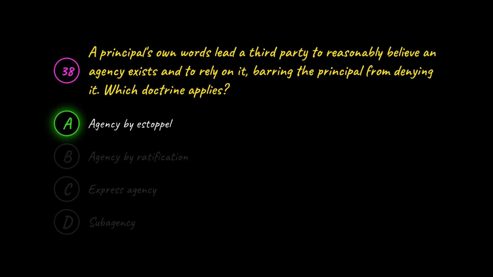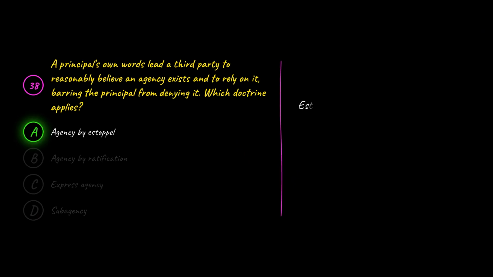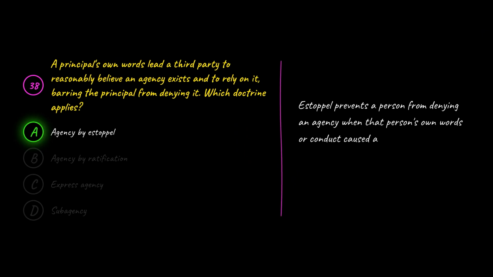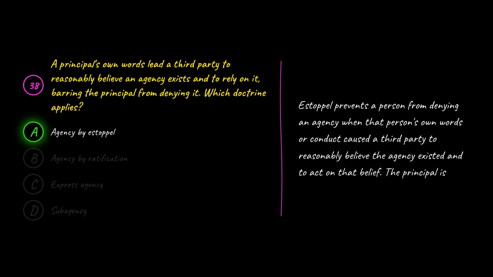The correct answer is A. Agency, B. Estoppel. A is correct because estoppel prevents a person from denying an agency when that person's own words or conduct caused a third party to reasonably believe the agency existed and to act on that belief. The principal is held to the appearance created.